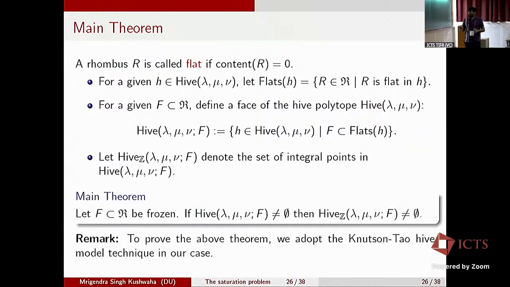What we can prove is that if F is frozen, and if this hive face for this frozen F is non-empty, then it contains an integral point. The proof is just the proof by Knutson and Tao. We adopt the same proof and apply it in our case. It works in the frozen case. It is essentially the same technique.